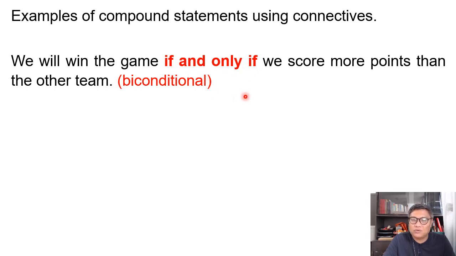Now if I'm going to read this again using two conditionals, this is how it reads. If we will win the game, then we score more points than the other team, and if we score more points than the other team, then we will win the game. So if you combine two conditionals by interchanging which one comes first and which one comes second, then if you shorten that, the result is the biconditional, which is better, and we just use the words if and only if.